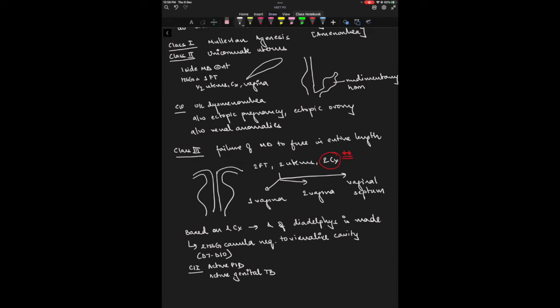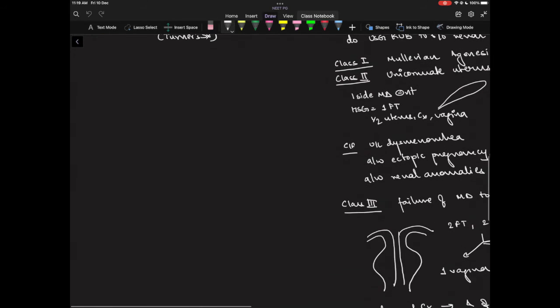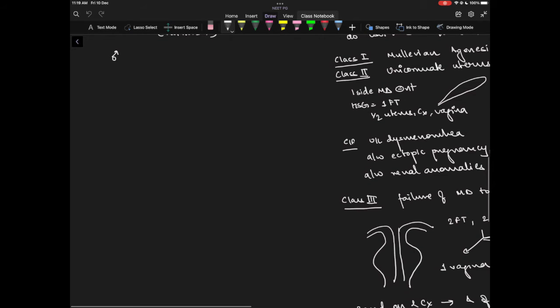So here we have three classes: class 1, class 2 and class 3 uterine malformations. Class 4 and class 5 are bicornuate and septate uterus. Class 6 is arcuate, and class 7 is due to diethylstilbestrol use. So we're done with female internal genitalia.